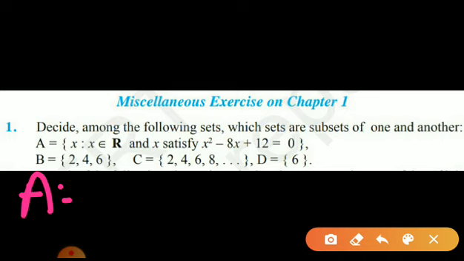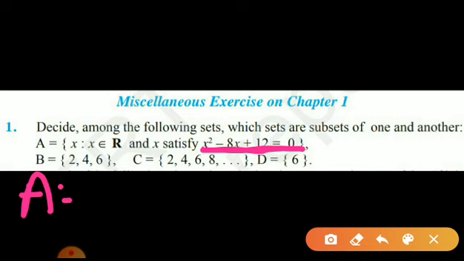So check, it contains x such that x belongs to R, that means x is a real number, and it satisfies the condition x square minus 8x plus 12 equal to 0. That means what should I find there? I have to find the values of x which will satisfy this given condition. That means I have to factorize the given equation and find the solution for it. Is that clear? That means find the value of x which will satisfy the given equation.